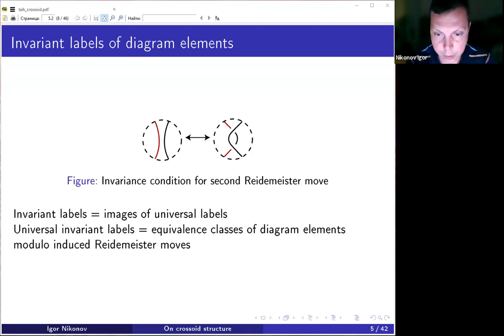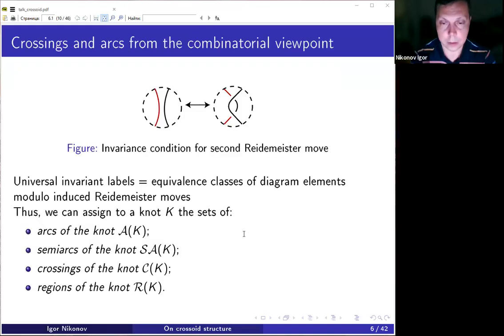So I continue. We consider these equivalence classes which are assigned to a knot, but not to a diagram. The set of all equivalence classes for X will be the X of the knot, not of a concrete diagram. So we get these sets of arcs, crossings, and regions of one knot, not of a diagram. The question is how to describe these sets.